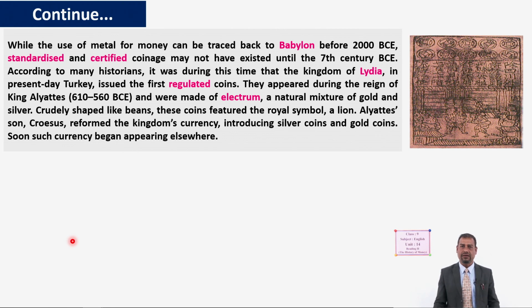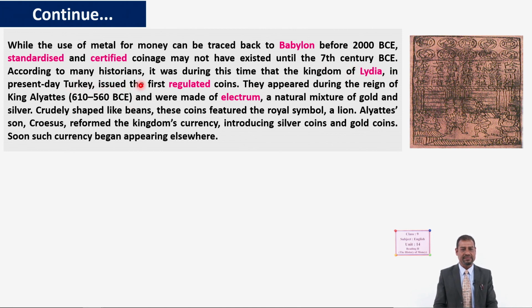Well, dear students, let's start reading another paragraph. Read with me, okay? Let's start then. While the use of metal for money can be traced back to Babylon before 2000 BCE, standardized and certified coinage may not have existed until the 7th century BCE.